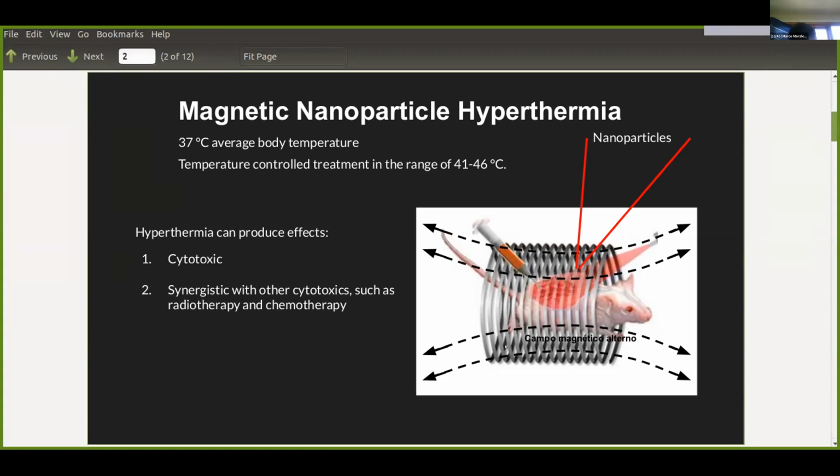through the absorption of energy from an alternating magnetic field. As an example, in this figure, I illustrate a coil that, by passing a current, induces a magnetic field. Inside that coil is a mouse with magnetic nanoparticles that have been internalized and directed towards the region of interest, and the treatment will consist of a localized increase in temperature.